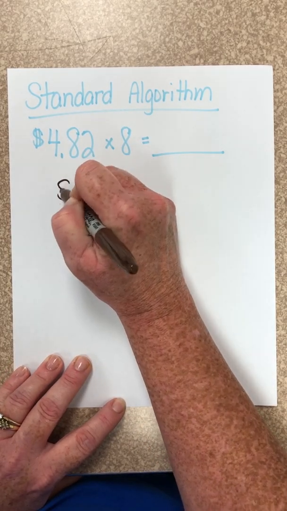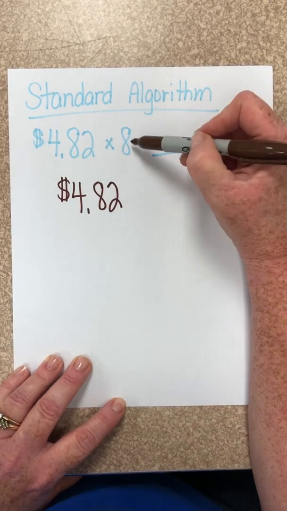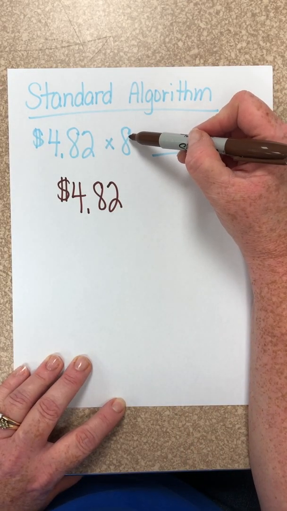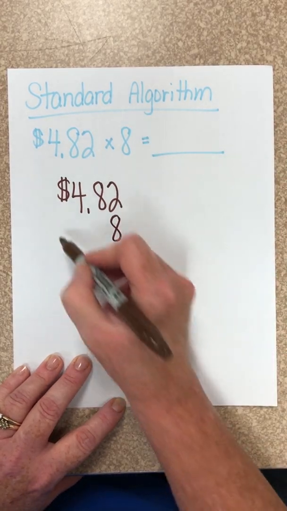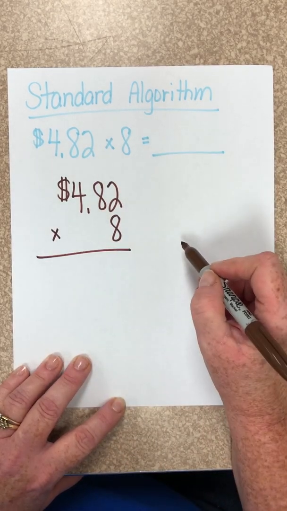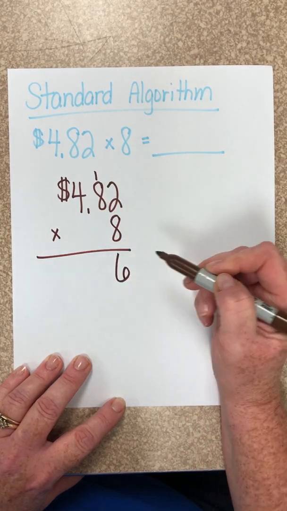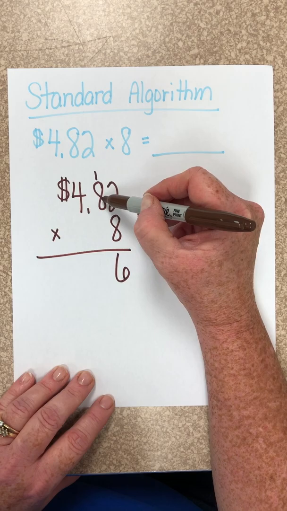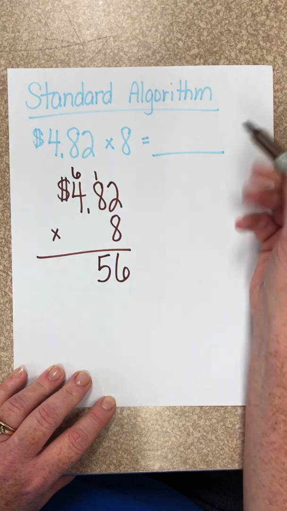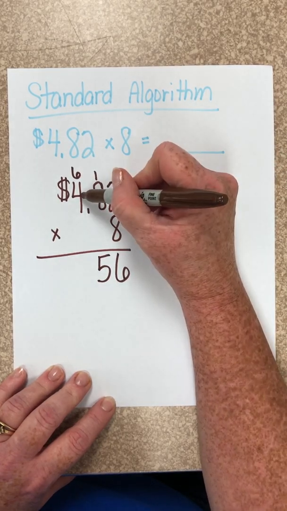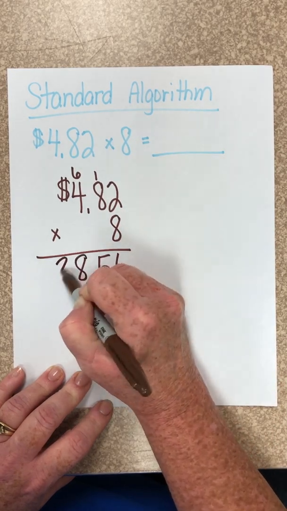So I want to start by the label, which is the dollar sign. And then I want to put the second factor below, but it's going to line up with the 2. So we always line up on the right side. Now let's multiply. 8 times 2 is 16. 8 times 8 is 64, plus 1 is 65. 8 times 4 is 32, plus 6 more is 38.